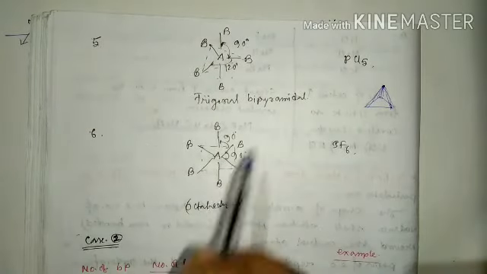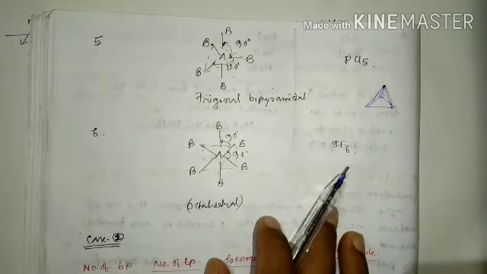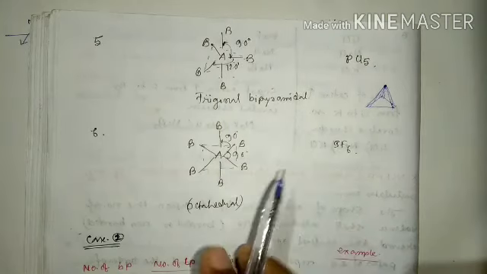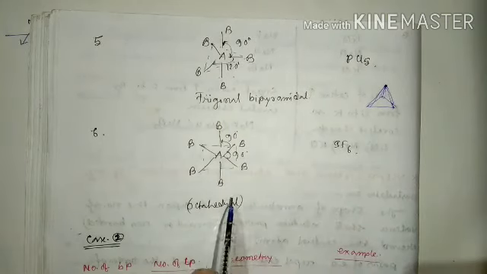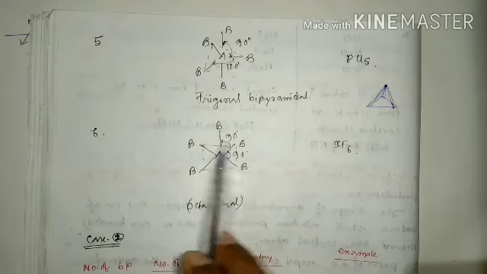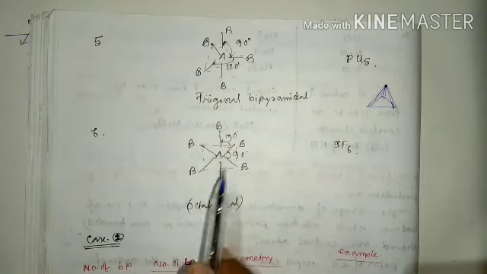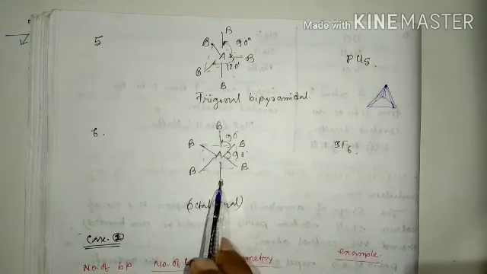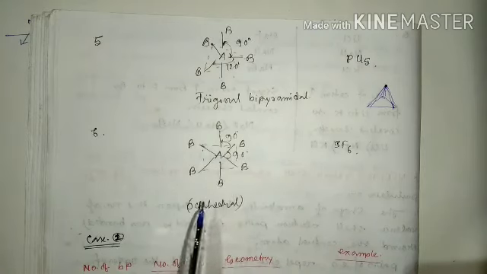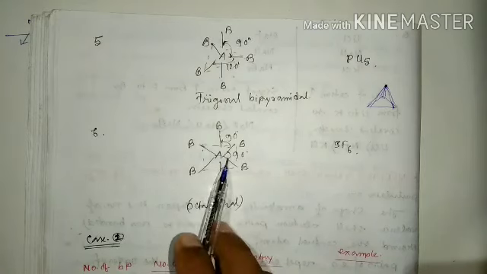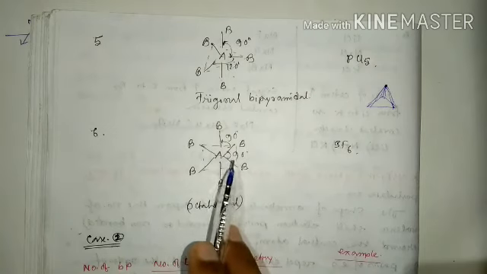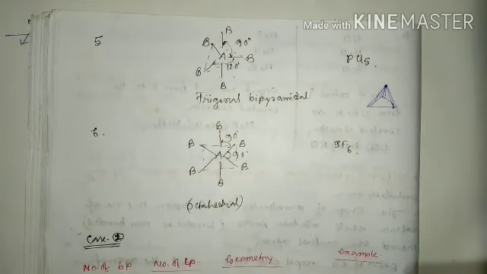Okay, if the bond pair is 6, then the structure is octahedral. So 4 B atoms are in a plane, 1 atom is on top of the plane, and 1 B atom is below the plane, and each B atom forms a 90 degree angle with the others. The example is SF6.